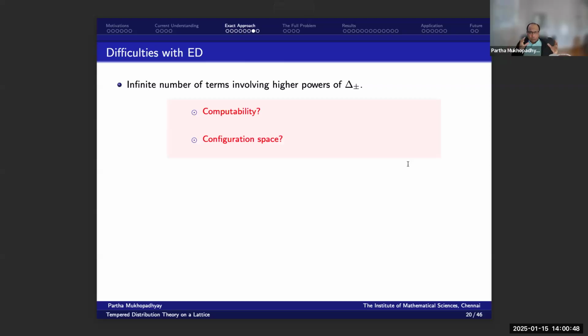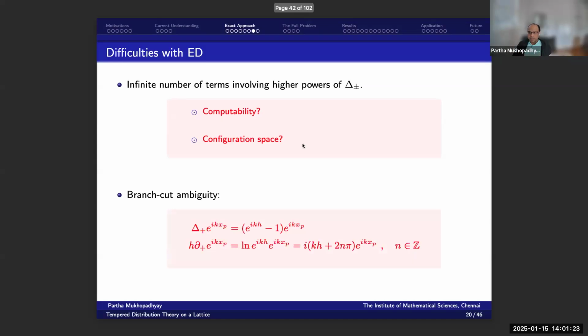Now, although there is preliminary evidence, there are certain problems with this exact derivative also. One problem is that it is an infinite sum of powers of difference operators, and so it is not computable. If you give an arbitrary lattice function, the computer will never finish the calculation, so you cannot compute it. Even if you compute it for certain special functions, there is no a priori characterization of the space of functions on which it should be computable. So that is the configuration space. What is the configuration space that is suitable for this derivative?